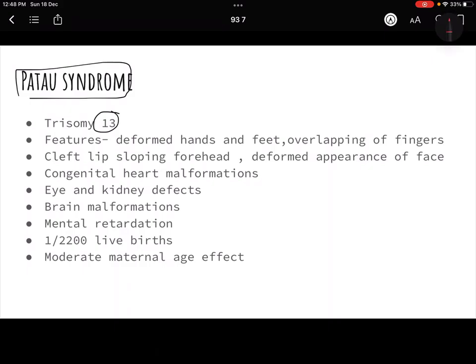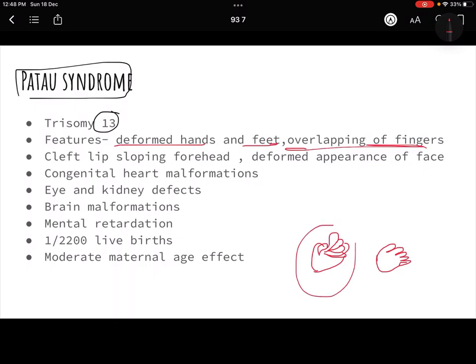Okay. So what will the features be? There are deformed hands and feet. That means feet and hands are not properly developed and normal like a normal person. Okay, it is a little different. There is overlapping of fingers. For example, if I am drawing a fist of somebody, the fist looks somewhat like that. Okay, a normal person's fist would be very clean, something like this. My drawing is not that good, guys, but their fist looks like this. That means there is overlapping of fingers.